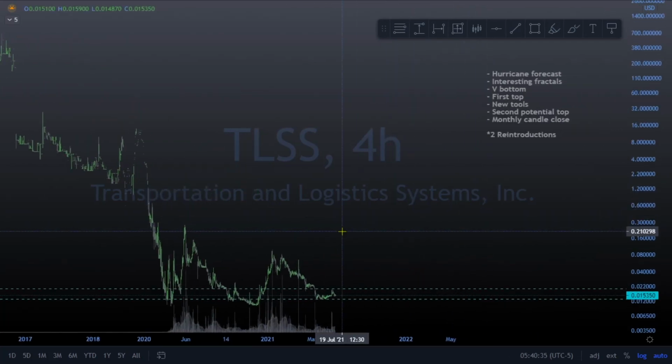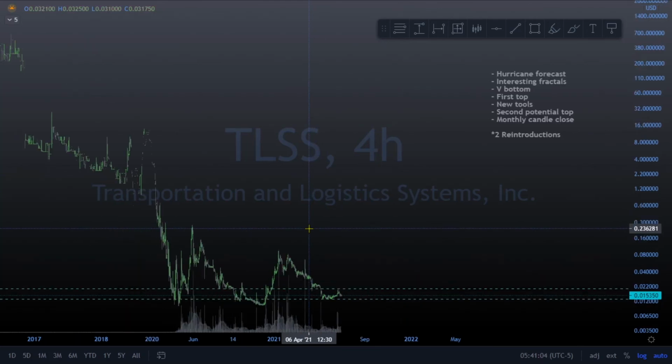So that's pretty much it. The reintroductions are Elliott waves. I can go over them. I can go over Wyckoff. I can go over those interesting fractals, which also include my second potential top, depending on your timeline. And I've got the new tools I want to reintroduce, the Gann fans and the pitch fans.